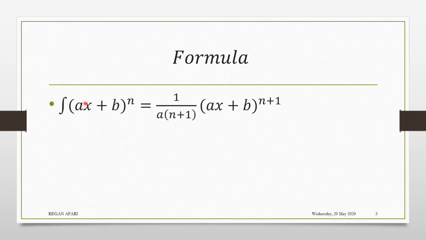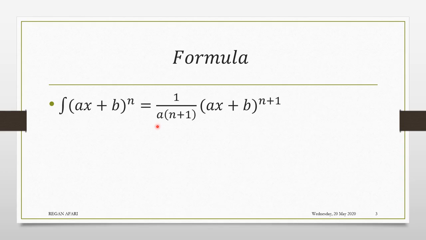Whenever you are given an integration like this, you integrate the entire function by the general knowledge of integration. That is, you add 1 to the power, then you divide by the power, which is n plus 1. But the new thing here is that the coefficient of the x term must also divide. So the power comes here, but the coefficient of the x term will divide. That is the only new thing.